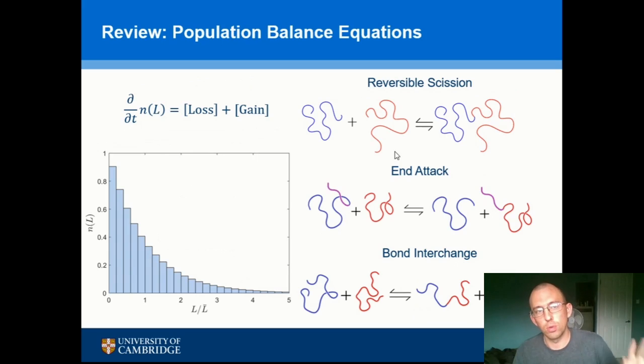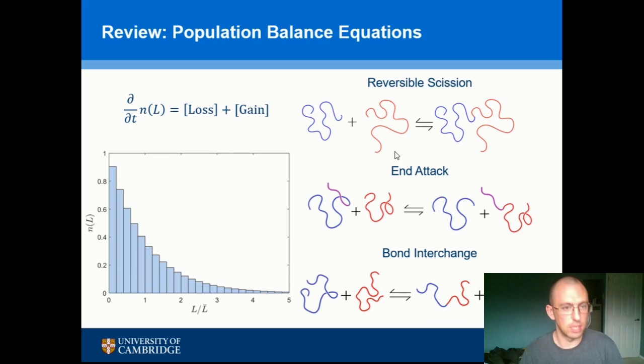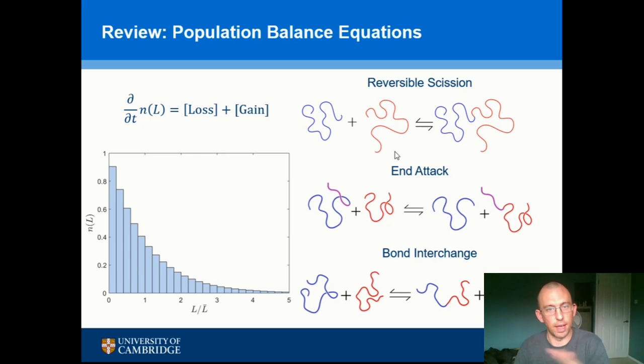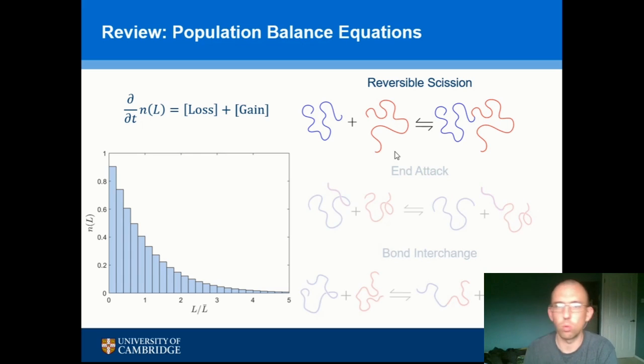So the first thing that we need to look to is population balance equations for the number density of chains within a given length interval. The idea is that you bin up the molecular weight distribution into different length intervals, and you look at the different reaction pathways that are available to the polymers, and you describe how material is moved from one bin to another via these different reaction pathways. And here we're mostly going to look at reversible scission.